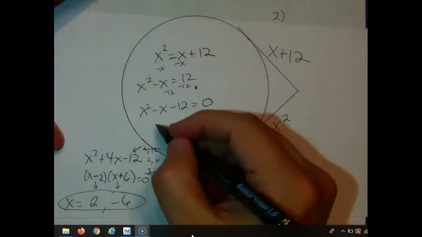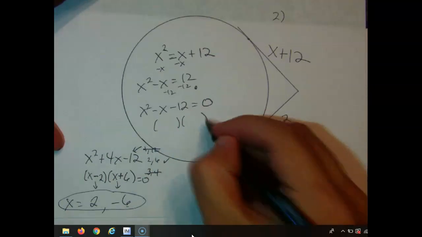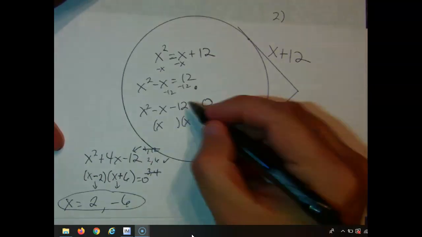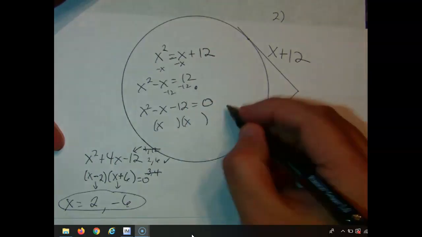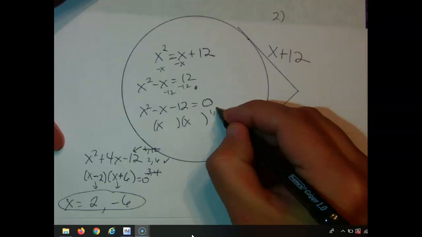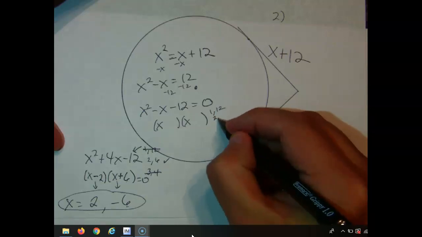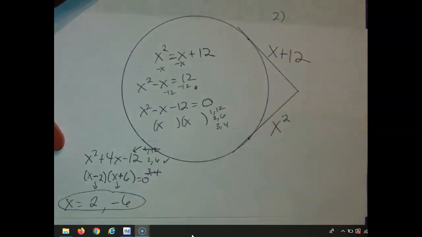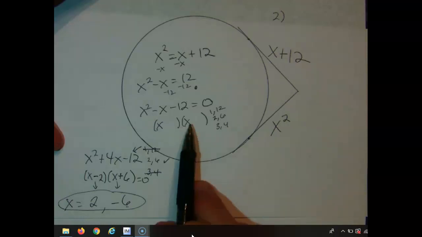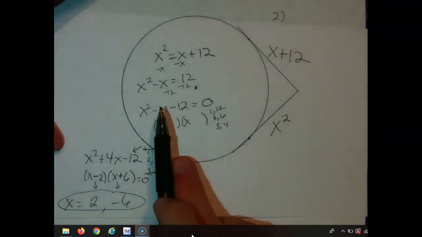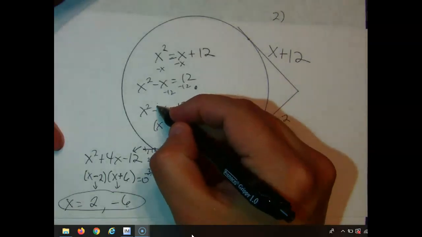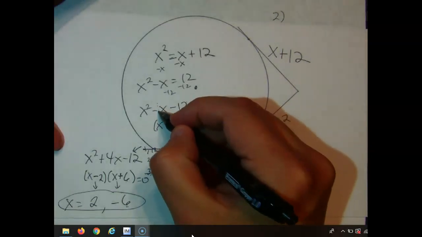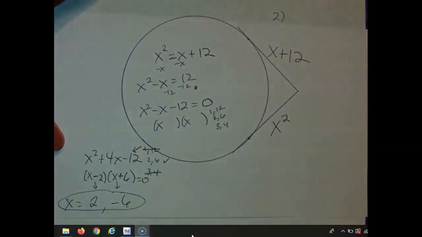Now let's factor. I have x and x. Now let's think, what number times what number gives us 12? Well, we already did that. So we have 1 and 12, 2 and 6, 3 and 4. But this time I need a negative 1. Now where do I get negative 1 from? Because there's no number in front of the variable x, so it's like an invisible 1 there.